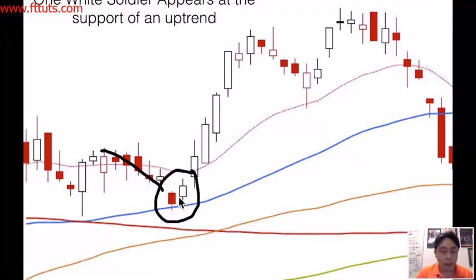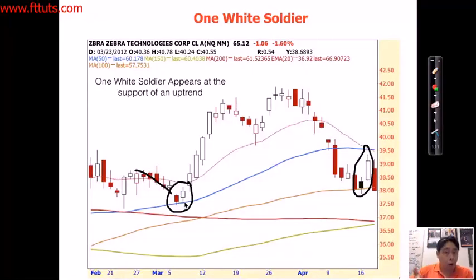So once again, this opens above the close of this candle. Criteria number one. Next, this makes a higher low than the low of this candle. Criteria two. Next, this candle closes above the high of the bearish candle. Criteria three. So all three criteria are met. It's a one white soldier pattern. Okay, and you can see that this one white soldier pattern is appearing at the support of the moving average, right? So again, that is a very powerful pattern.